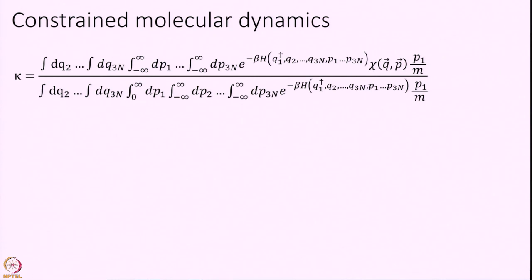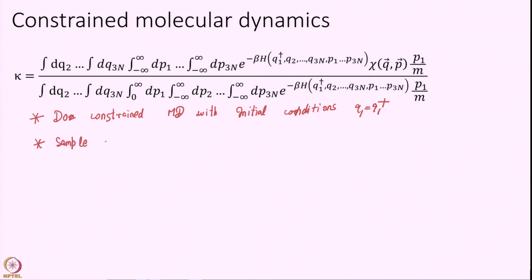Okay. So, the main idea that we have is the following. We want to calculate this kappa; I have written the full integral once for you. We want to do this full calculation, we want to solve this big integral, but using MD. So, our idea is to do constrained MD with initial conditions q1 set at q1 dagger. Sample q2 to q3n and p2 to p3n using Boltzmann distribution.